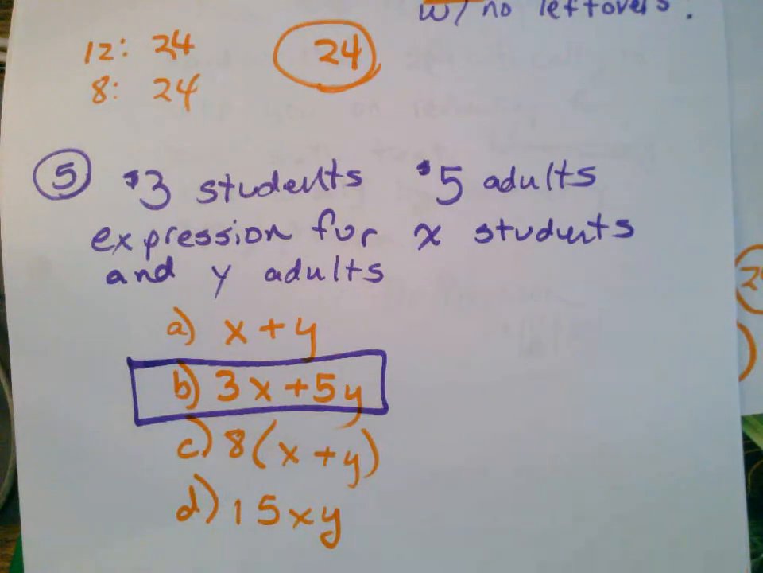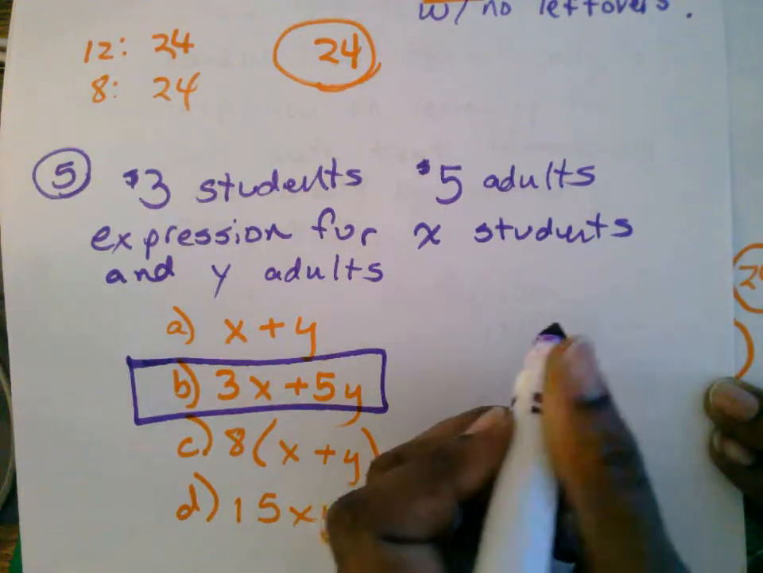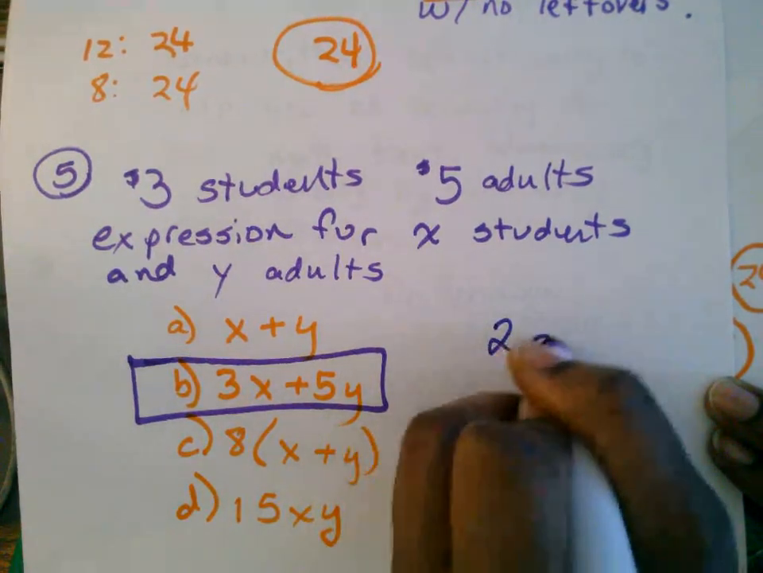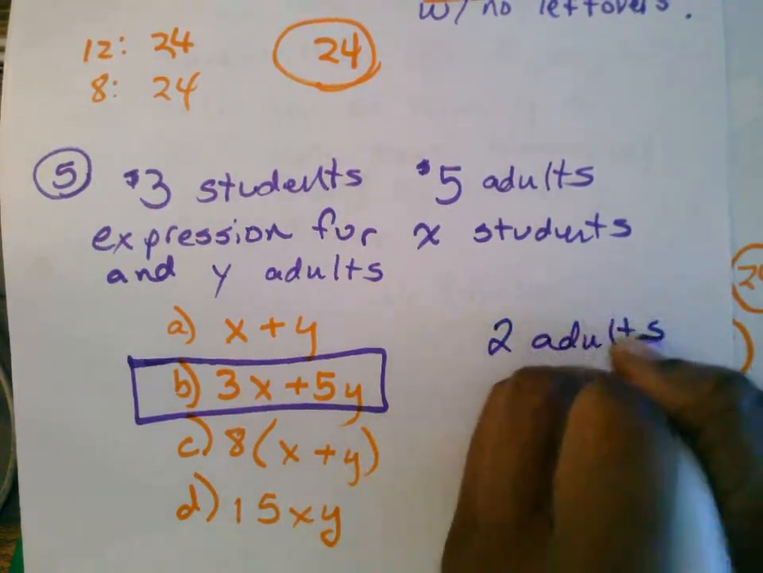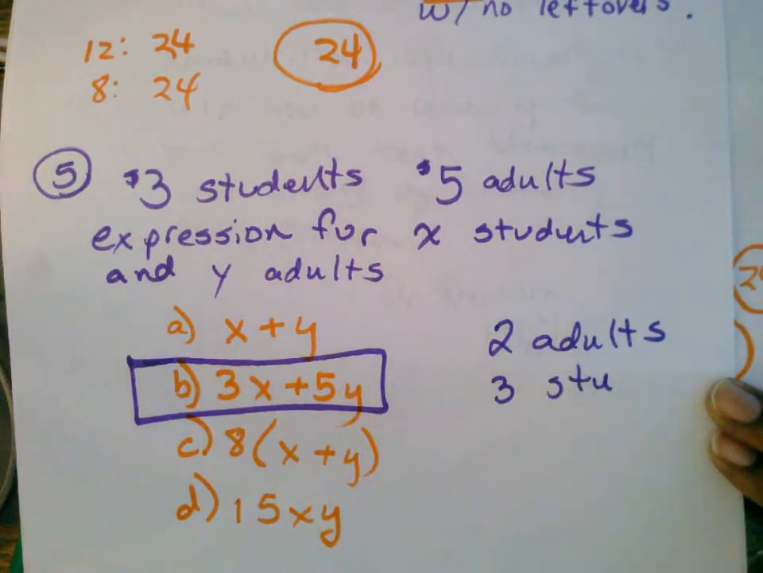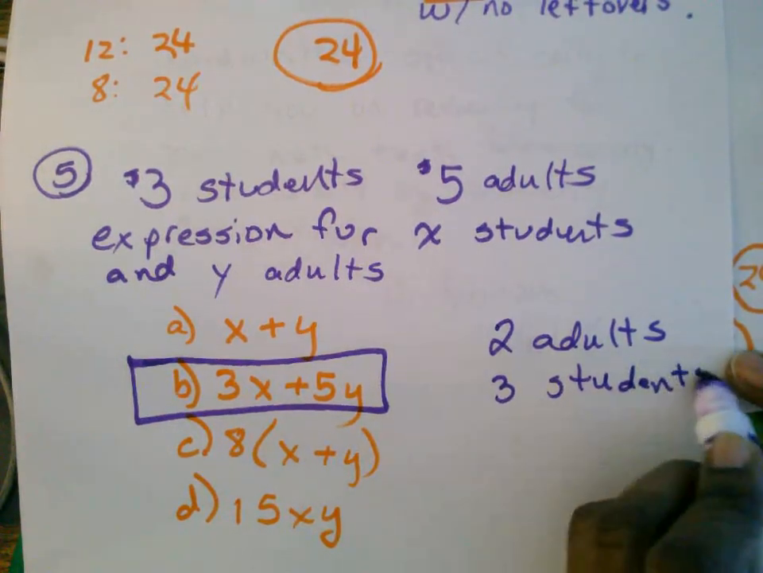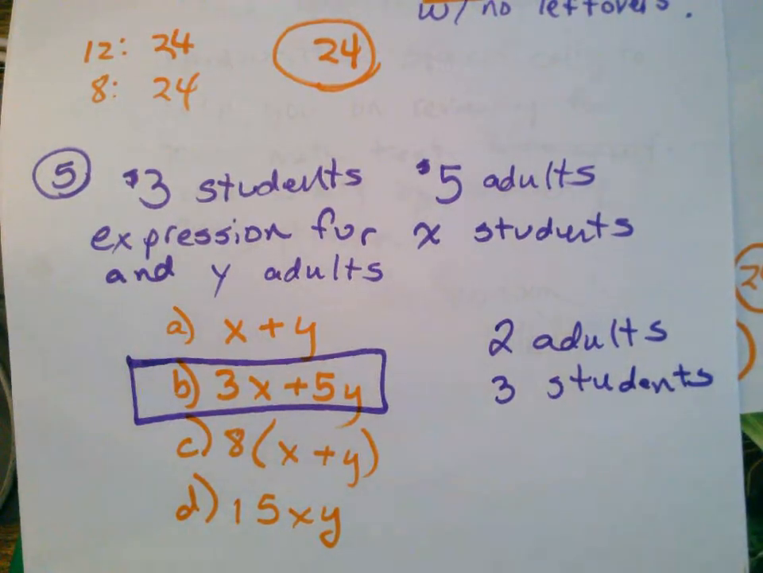Now, what if there were 2 adults and 3 students? Remember, we're supposed to be preparing for our test that is tomorrow. 2x plus. Put those away.